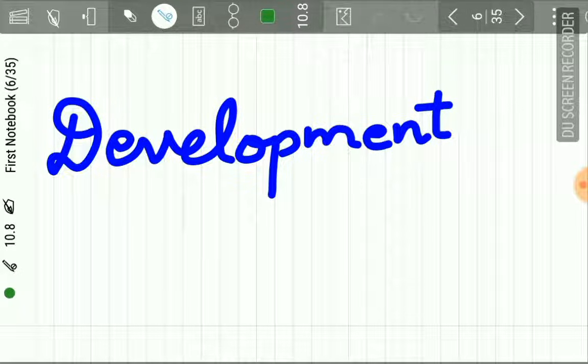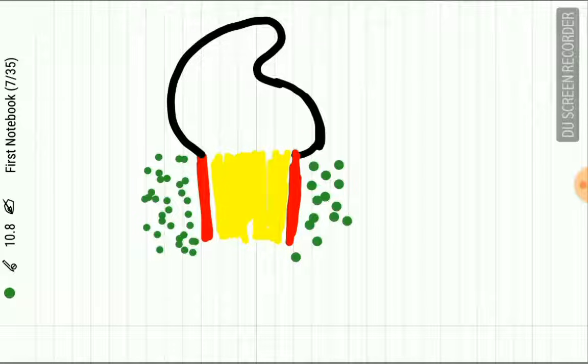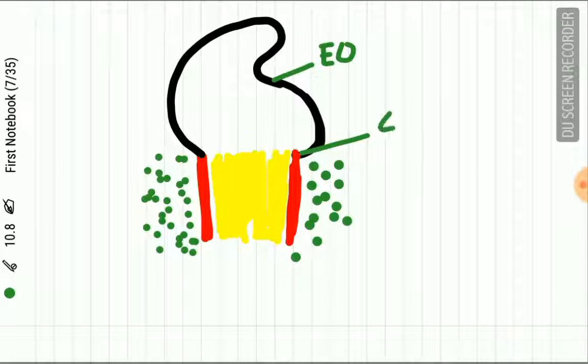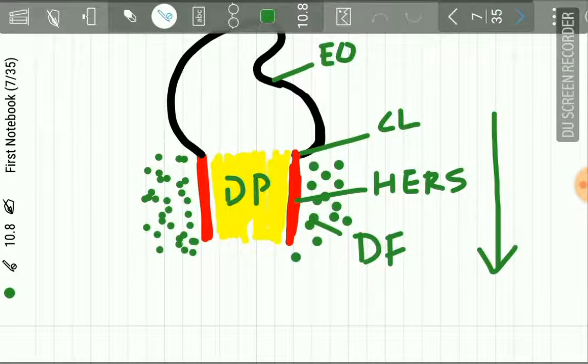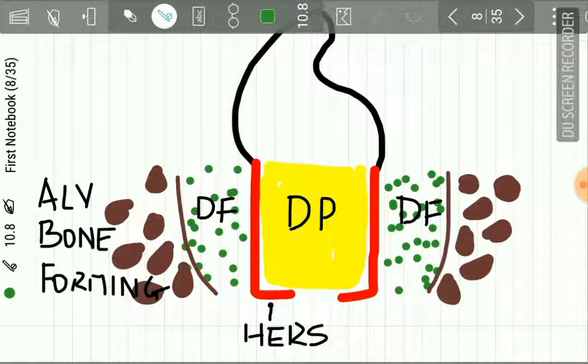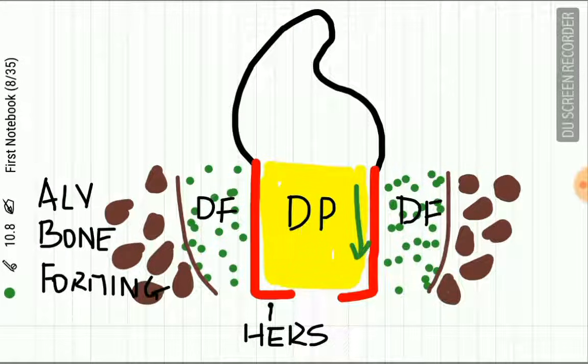So starting with the development of periodontal ligament, this is the diagrammatic representation of the enamel organ, and this region is called the cervical loop. From this cervical loop, the Hertwig's epithelial root sheath develops. This Hertwig's epithelial root sheath grows in an apical direction in between the dental papilla and the surrounding dental follicle. As this epithelial root sheath develops, it forms a circumferential structure and encloses the dental papilla.